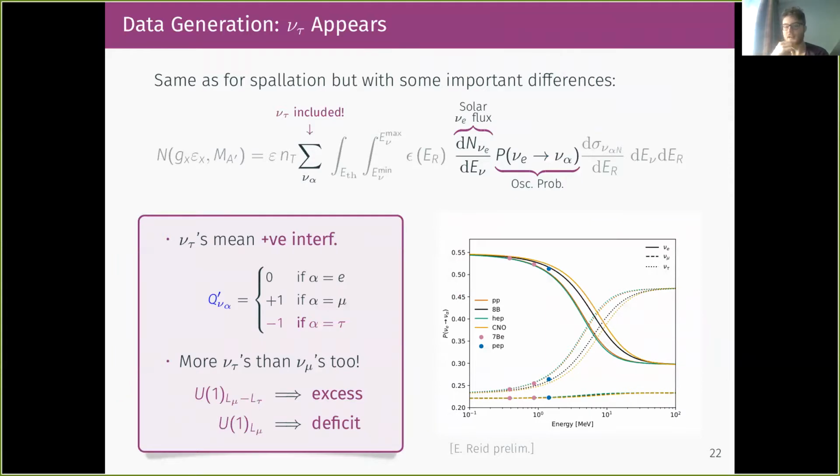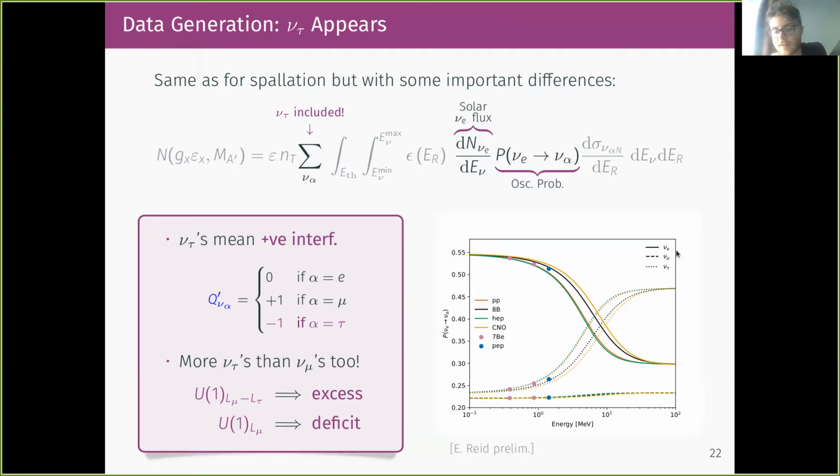And in terms of the physics here, it's exactly the same. It's sevens, right? It's exactly the same as our spallation experiment, only now our sum has that tau included. We now have a solar neutrino flux here, where solar neutrinos are born electron neutrinos. And we also have this transition probability as our electron neutrino becomes another flavor of neutrino as it oscillates all the way from the sun to the earth.